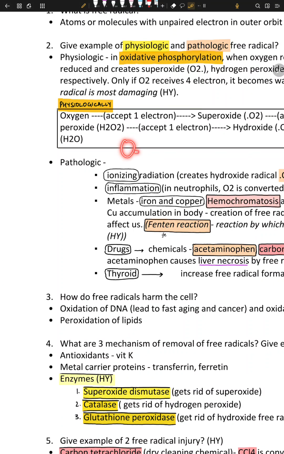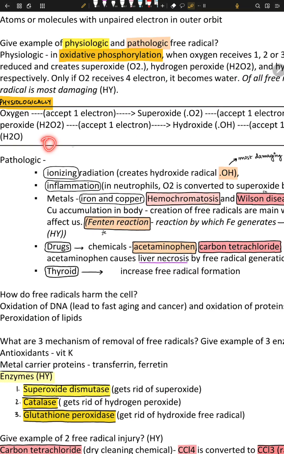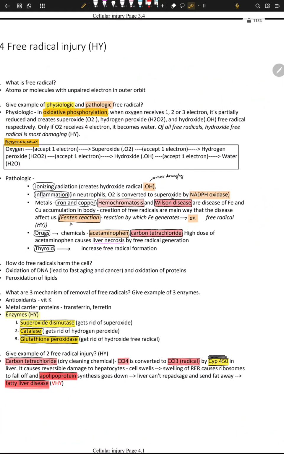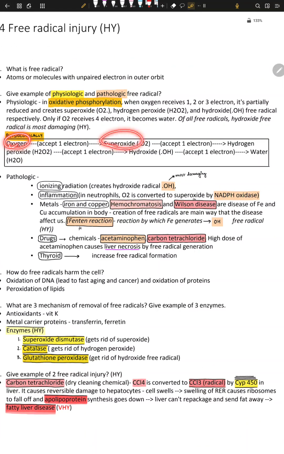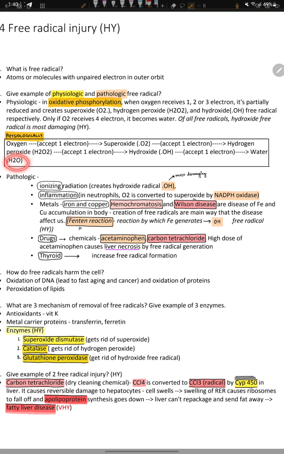And if OH receives one more electron, the formation of water is done. So oxygen leads to superoxide, superoxide leads to hydrogen peroxide, hydrogen peroxide leads to hydroxyl, and hydroxyl leads to H2O.